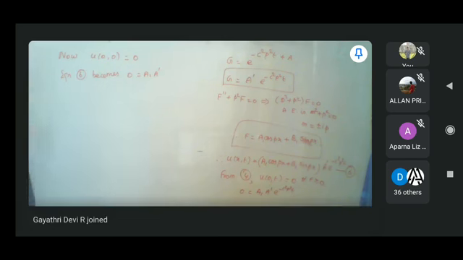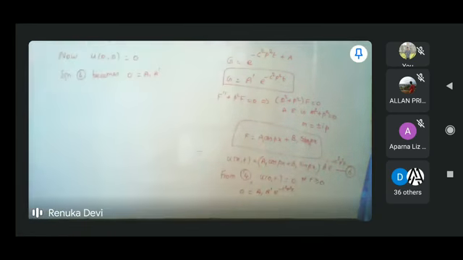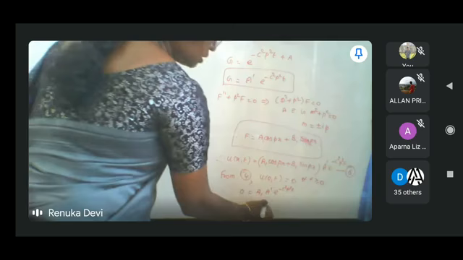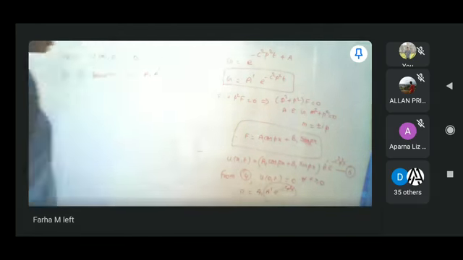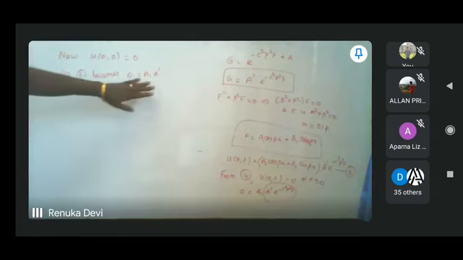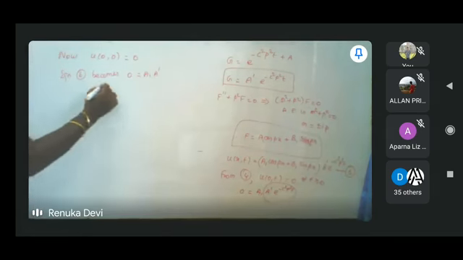But keeping a dash is not equal to 0, we must have a1 equal to 0, isn't it? Because we don't know what a dash is, and this one is g of t. If this one equals 0, then that entire term will be 0. So I take a equal to 0 here, that is a1 equal to 0.